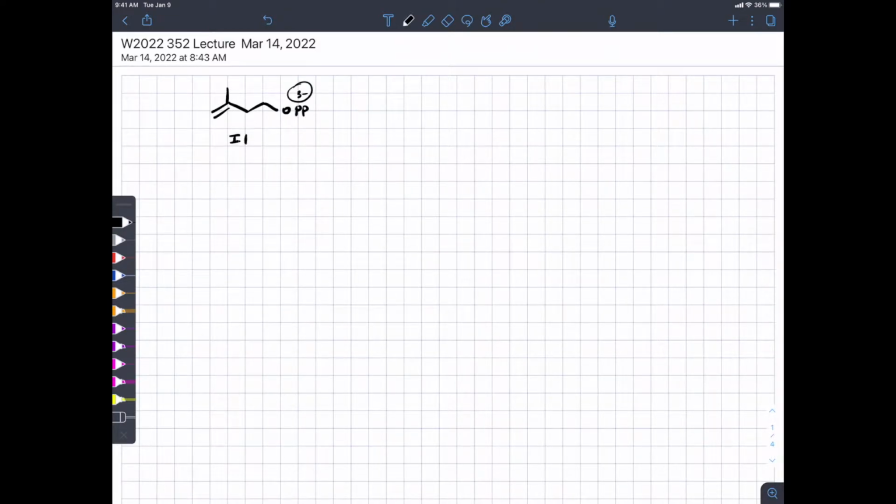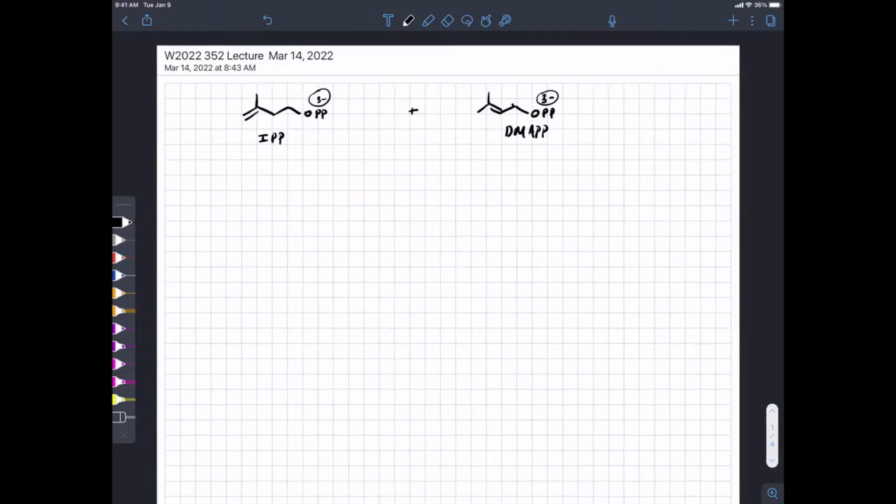inhibit a step prior to the synthesis of these two terpene subunits, dimethylallyl pyrophosphate and isopentenyl pyrophosphate. So the statin drugs inhibit a step along the way to these intermediates. I'm going to show it to you, not because, maybe I won't show it to you actually. Scratch that. I'll have to do that later.